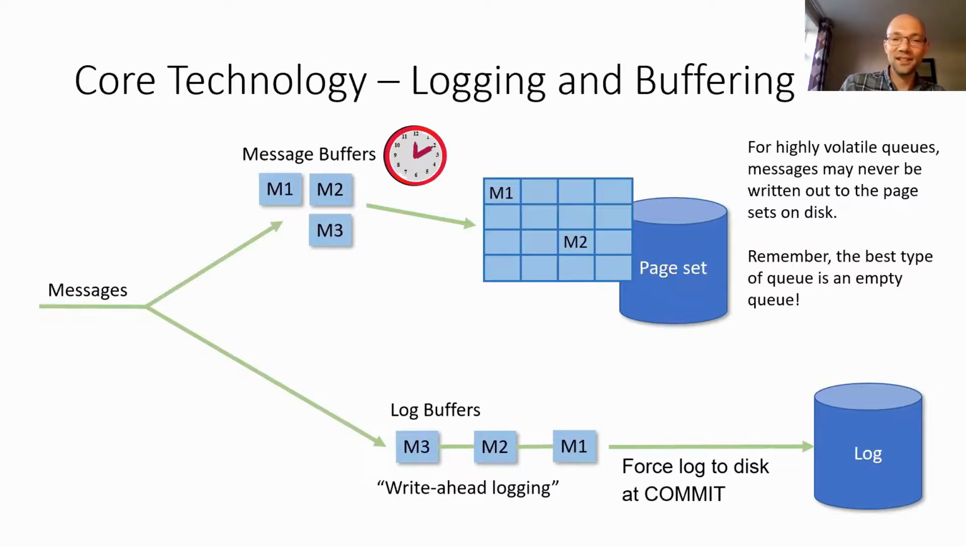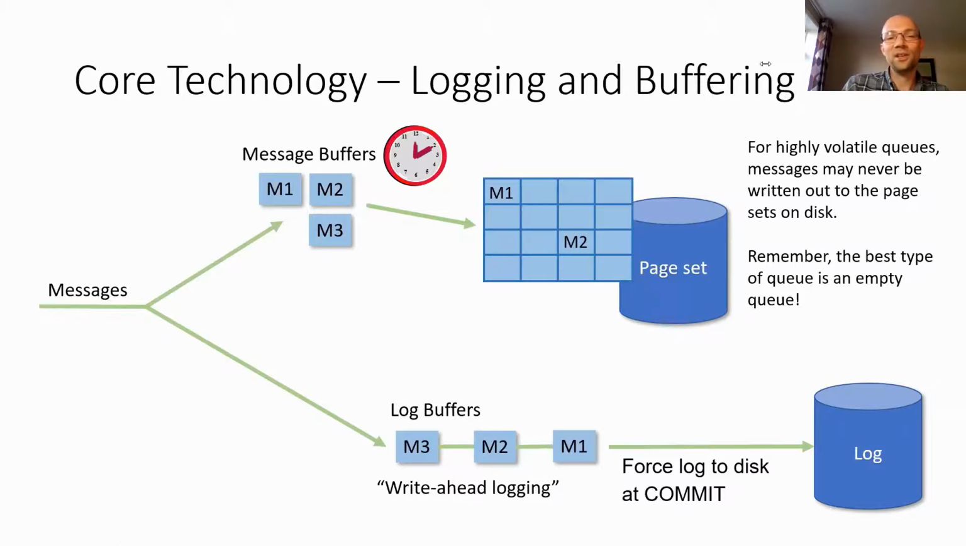Similarly, with message data, those aren't written immediately to the page set either. So your message data will get written to a message buffer by the buffer manager that I think we'll look at in a slide or two's time. And those stay in the queue manager memory for some time. And if you've got a message that stays on the queue for a little while, then eventually it will get written out to the page set. But if your messages are pretty transient, they don't stay on queues very long, then it's a good chance that your message won't actually go to a page set at all.